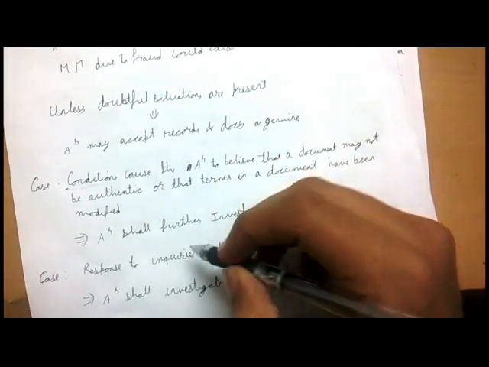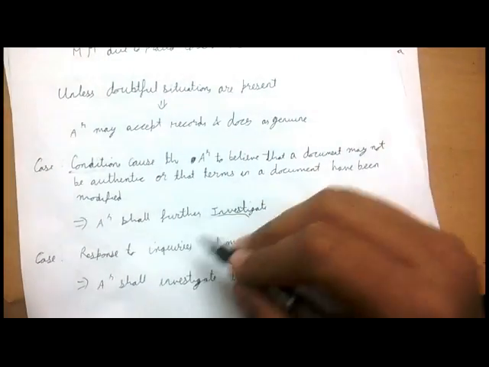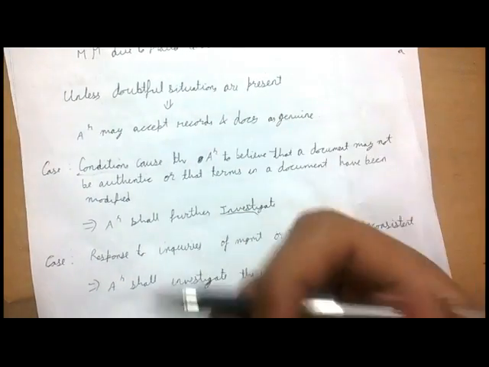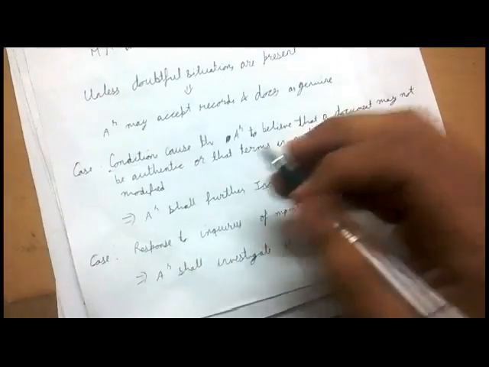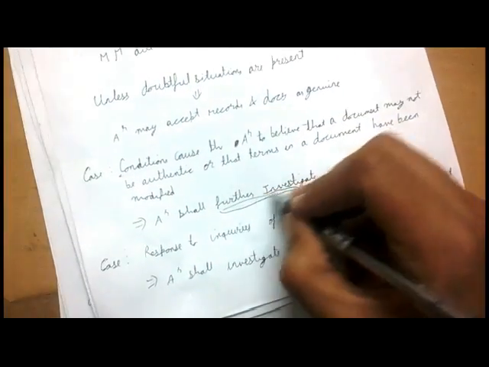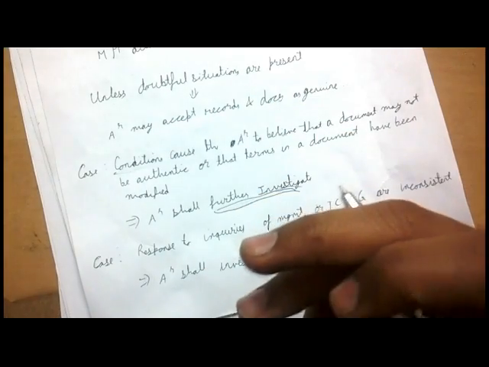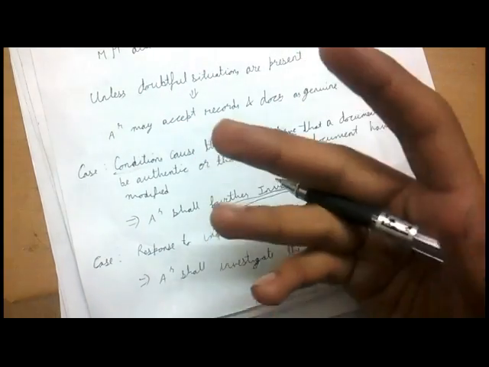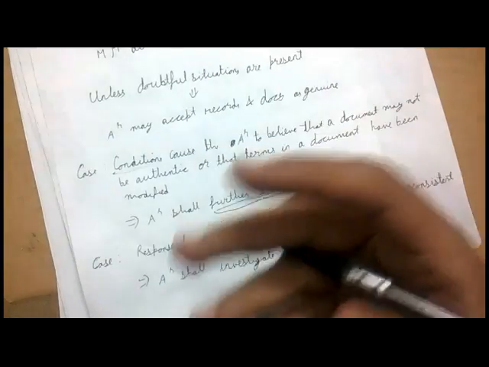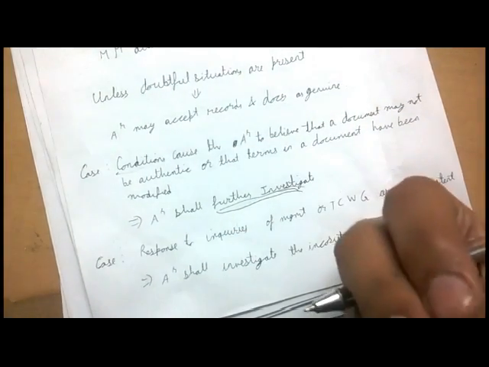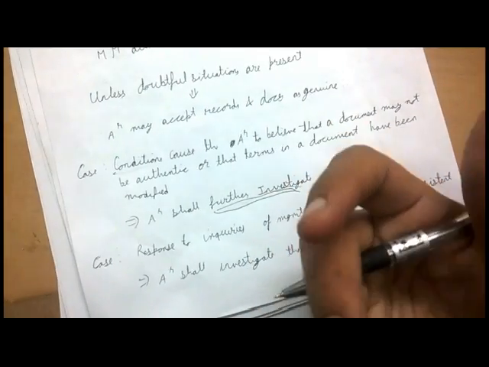What should the auditor do? He should perform further investigation. He should investigate the matter, why he's thinking so, examining these conditions, whether they rightly indicate a misstatement, or whether in reality the documents are not authentic or genuine. So he should further investigate the matter.